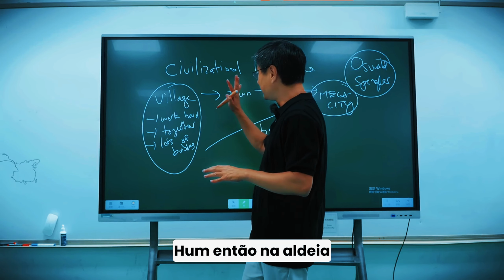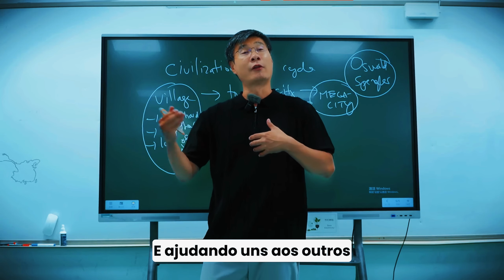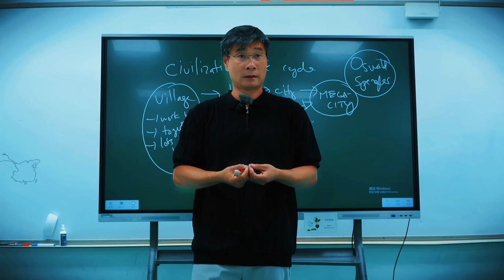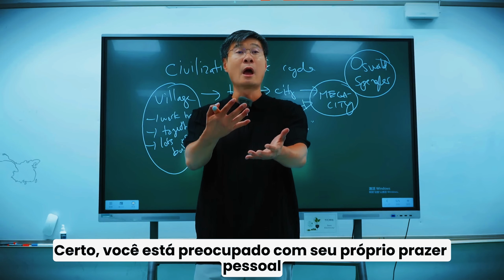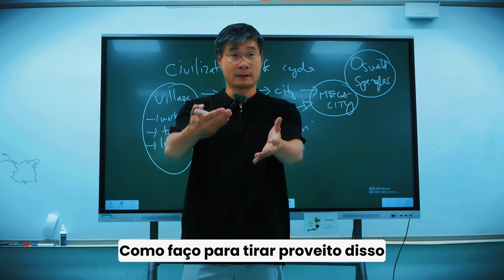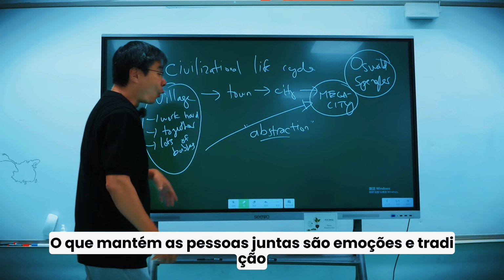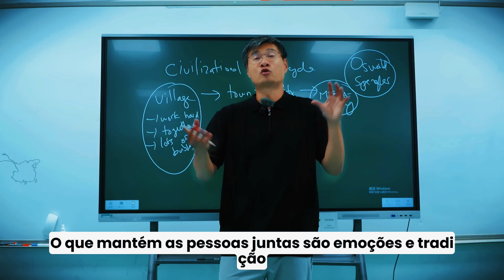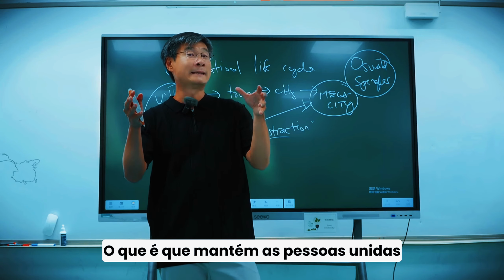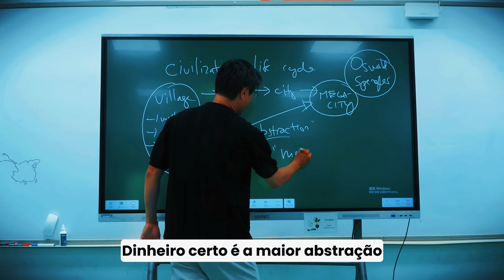So in the village, people are engaged in working hard and in helping each other. But as you move up, people become much more individualistic. Right? You're concerned about your own personal pleasure. You're concerned about how do I derive benefit from this? Okay? So another way of saying this is, in a village, what keeps people together are emotions and tradition and relationships. But when you move to a megacity, what is it that holds people together? It's money, right? Money is the greatest abstraction.